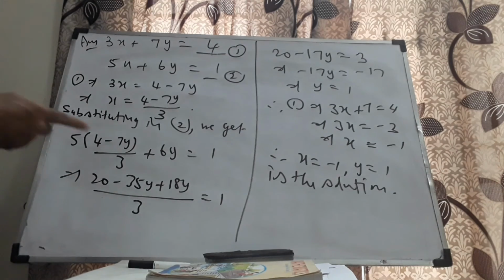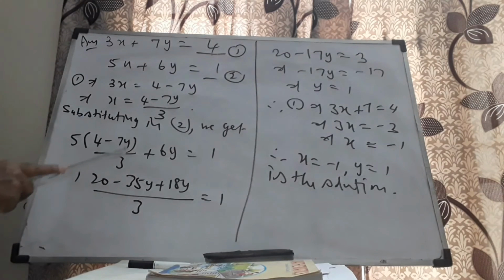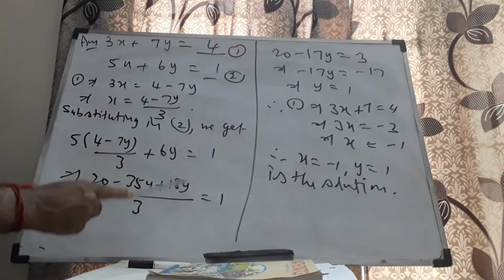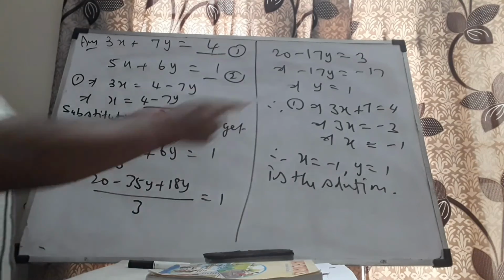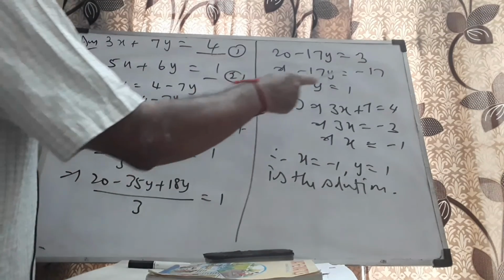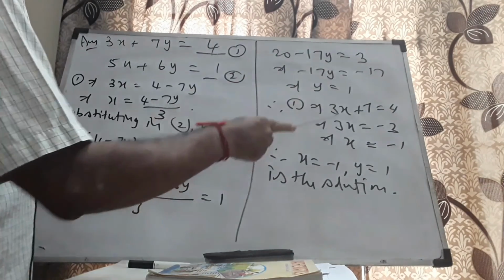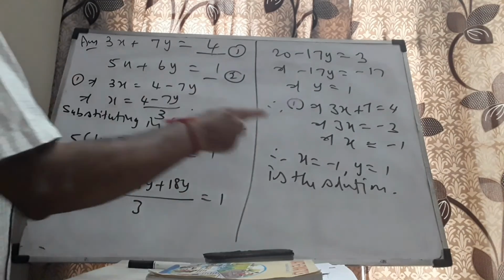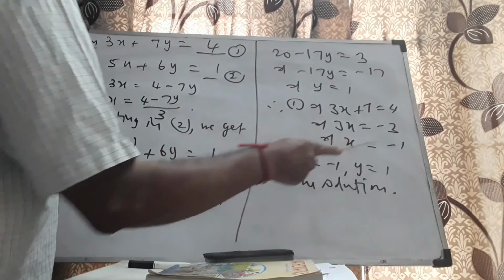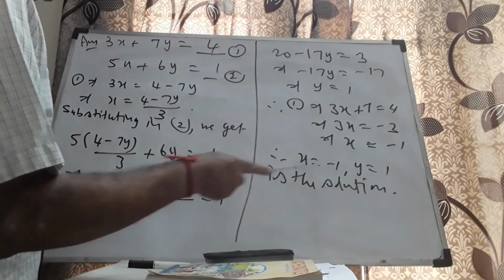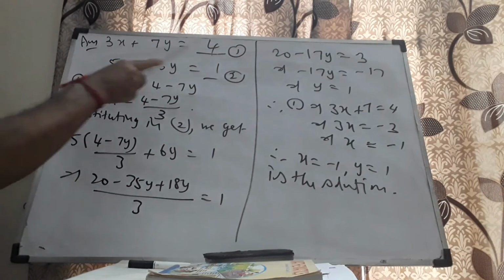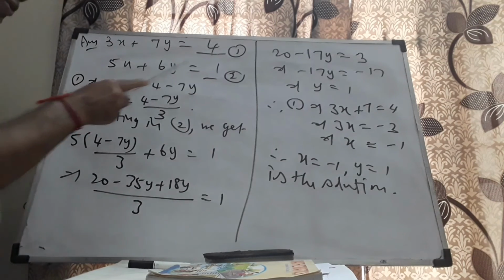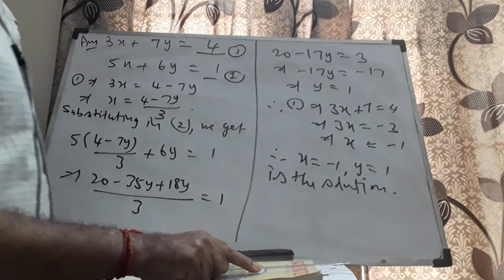I'm sorry. For 5 into 4 minus 7y by 3 plus 6y is equal to 1, 20 minus 35y plus 18y by 3 is 1. So 20 minus 17y is equal to 3. Minus 17y is minus 17, y is 1. Equation 1 becomes 3x plus 7 is 4, 3x is minus 3, x is minus 1. So x is minus 1, y is 1 is the solution. Minus 3 plus 7 becomes 4, minus 5 plus 6 becomes 1. So the solution is correct.